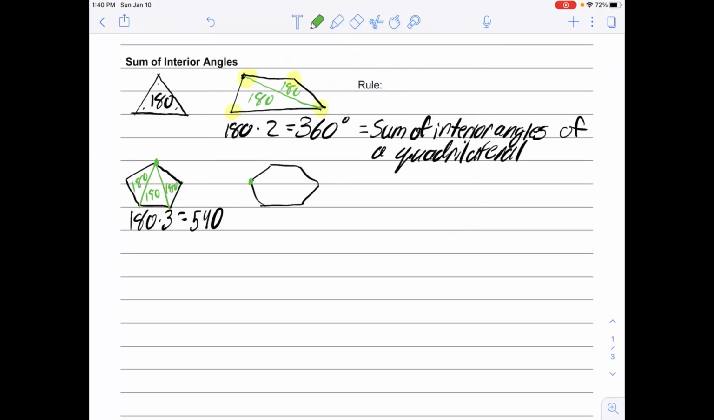Okay, so hopefully you've tried this. If I draw my lines, I'm able to draw to those places. So I have 4 triangles this time, each of which I know that the corners add up to 180 degrees. That means that the sum of my interior angles is 180 times 4, which is 720.